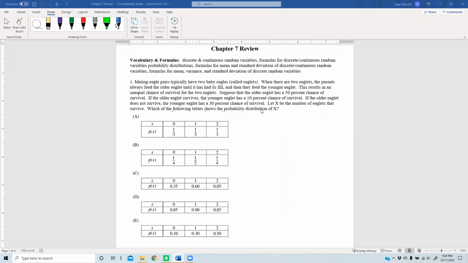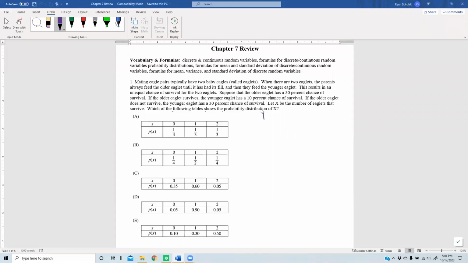When there are 2 eaglets, the parents always feed the older eaglet until it has had its fill, and then they feed the younger eaglet. This results in an unequal chance of survival for the 2 eaglets. Suppose that the older eaglet has a 50% chance of survival. So as I read, I'm going to make note of what's going on here.